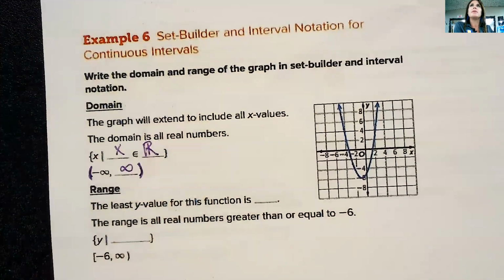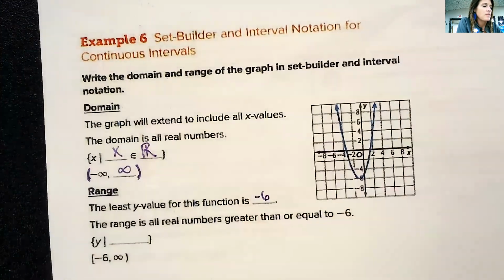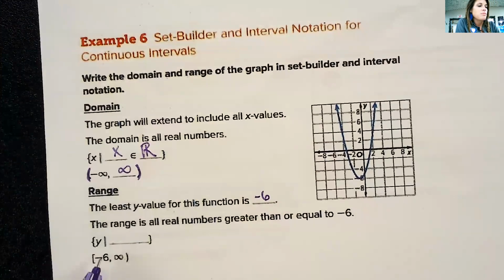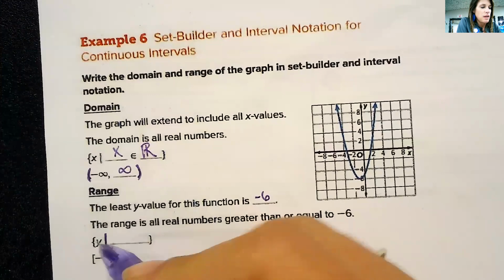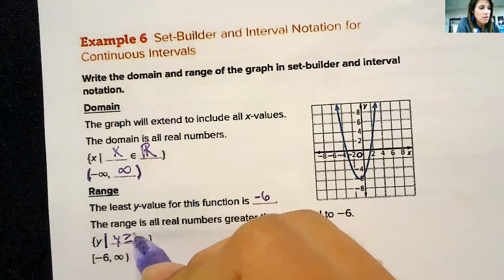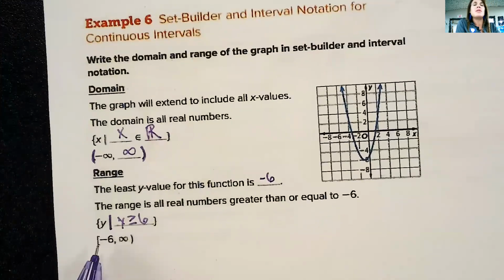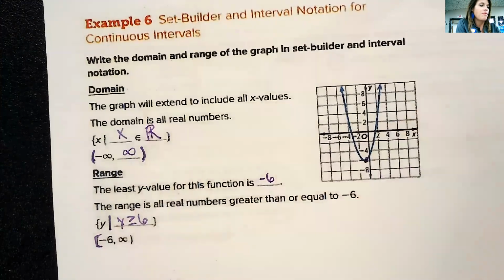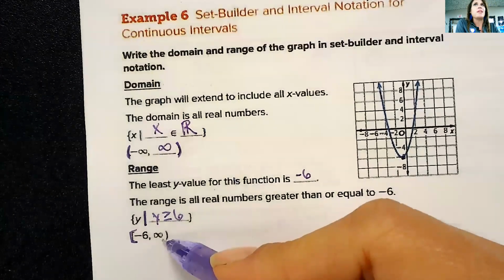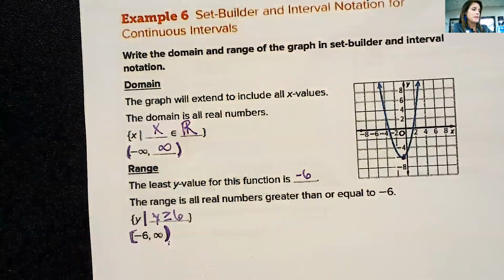The range. The least y value for this function is -6. So we are going to write this with set builder notation as y, then that line, and then y is greater than or equal to -6. Now the interval notation, notice it has a bracket at -6, because that's where the minimum value is. And then it goes up from there to infinity. But you can't ever technically get to infinity, so that's why that one is a parenthesis.